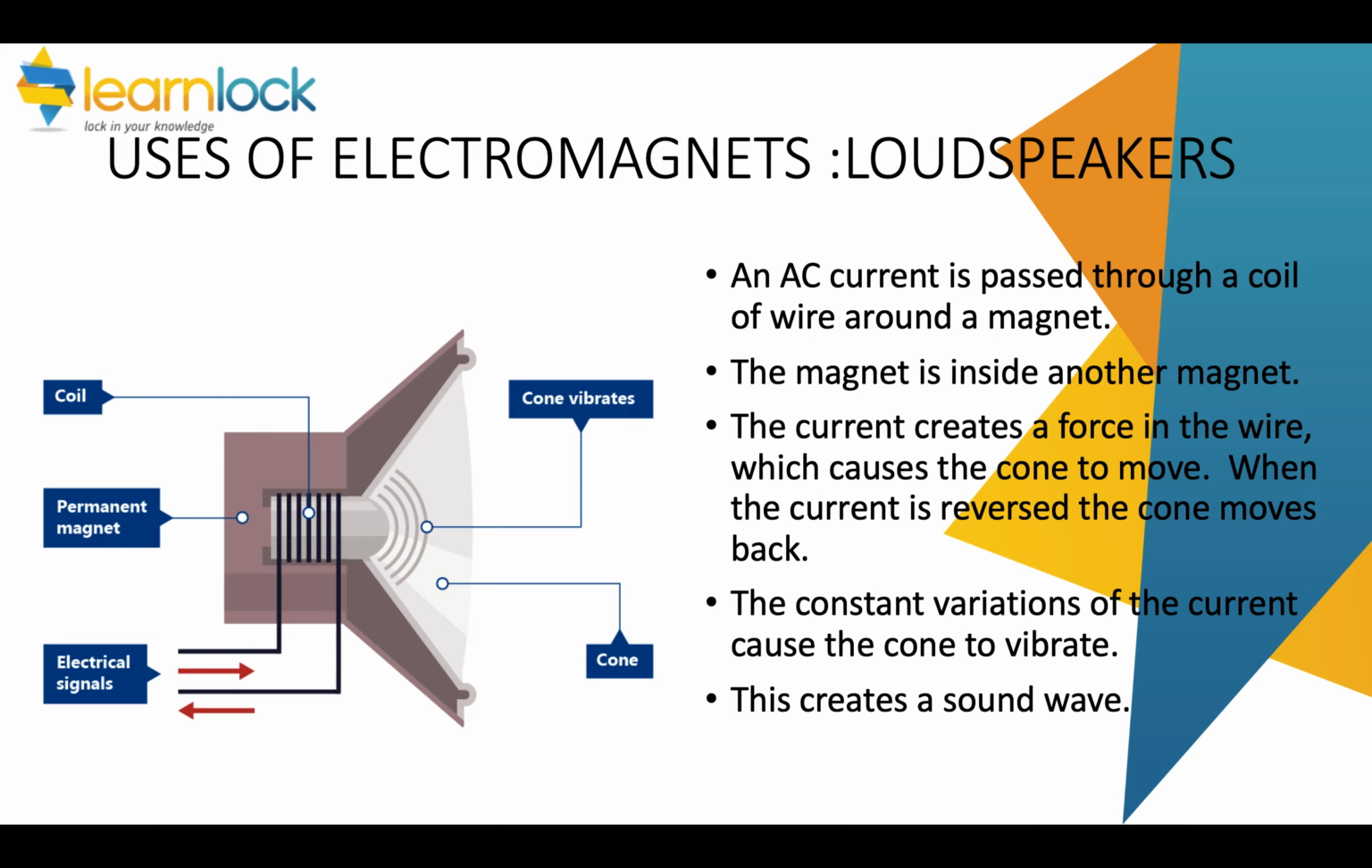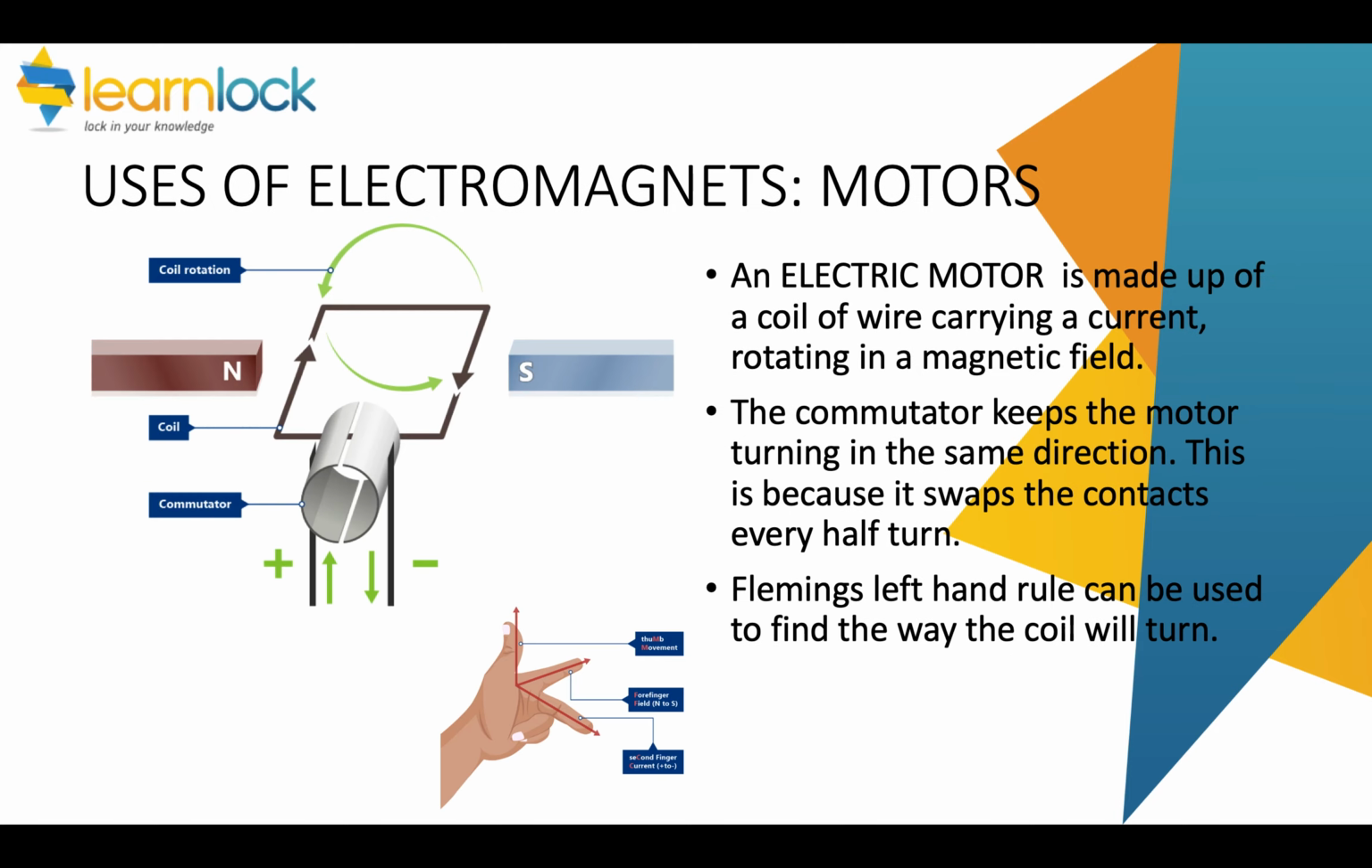This current then creates a force in the wire which makes the cone move. And because it's an alternating current, when it's reversed, the cone moves it back. This constant variation of the current makes the cone vibrate, and that gives out a sound wave.